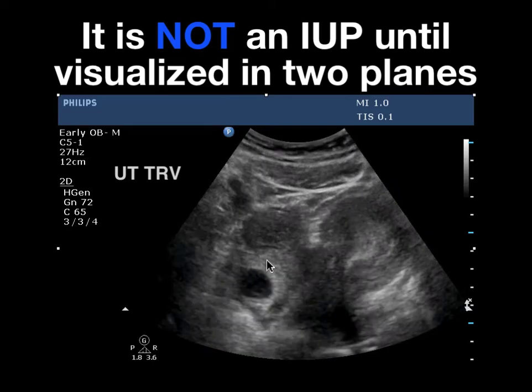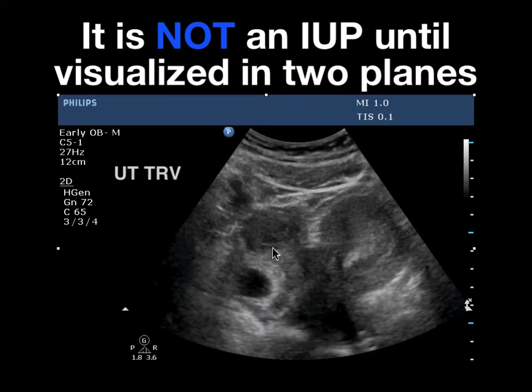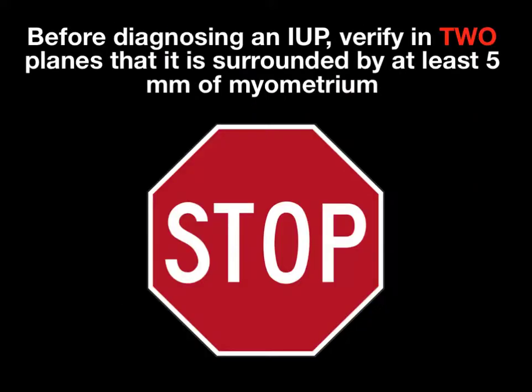So you have to be very careful. You can only diagnose an IUP after you've seen it in two planes and have confirmed that it's within the uterus.